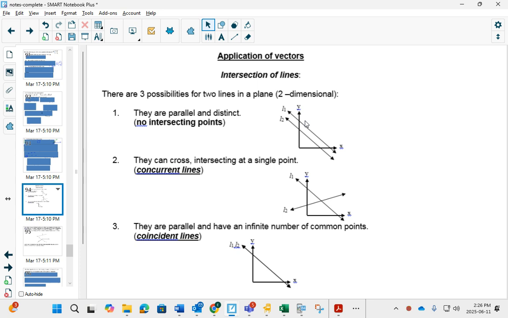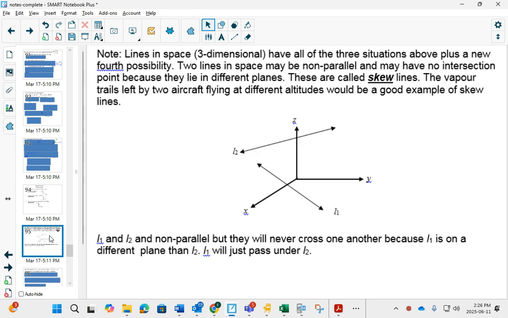That's in 2 dimensions. In 3 dimensions, we add something called skew lines. They're not parallel, but they never intersect. It's really like there's lots of lines that can be not parallel, going in completely different directions, but never intersect in 3 dimensions. And so those are called skew lines. And they're very important for airplanes that they fly on those paths and never intersect with each other.